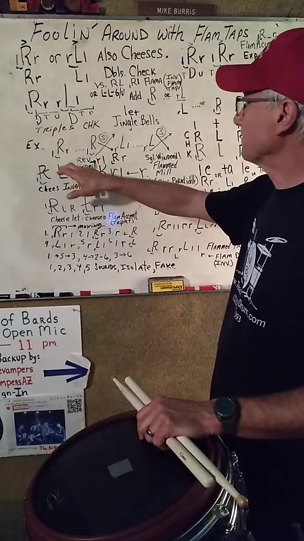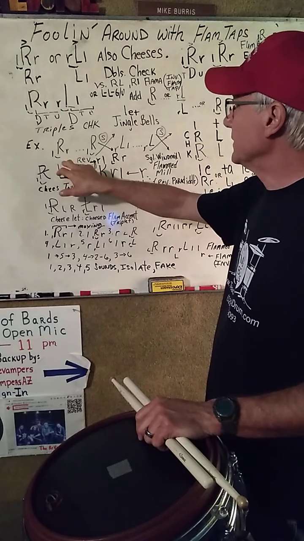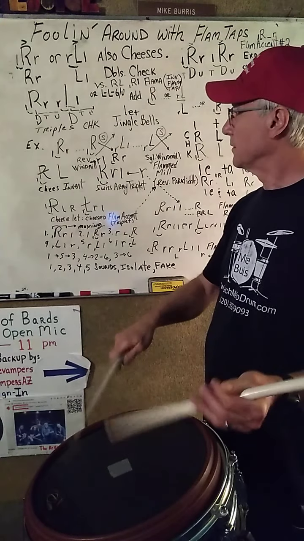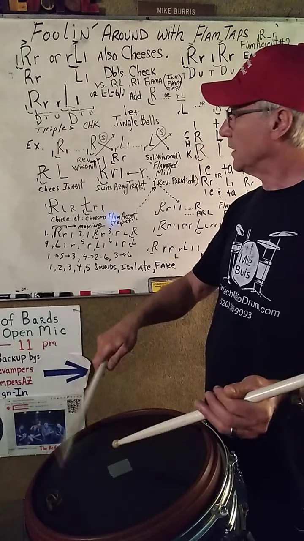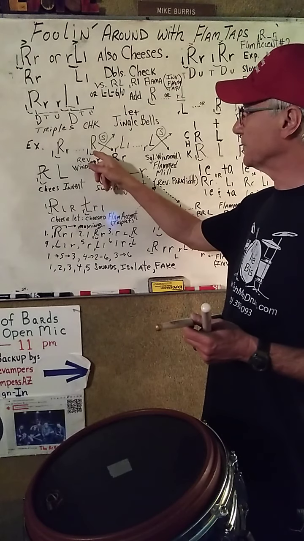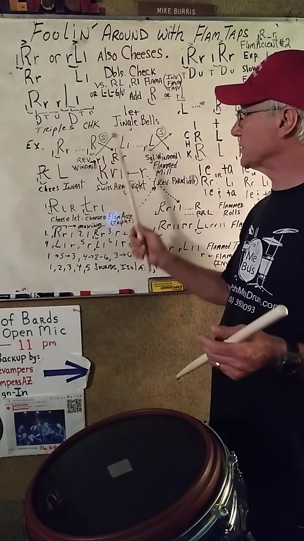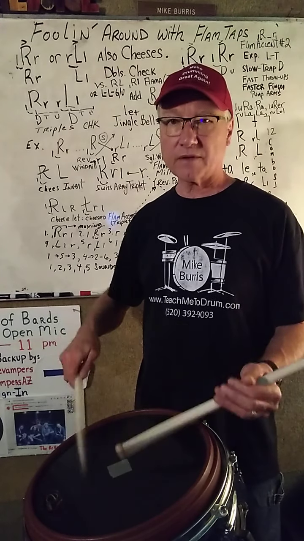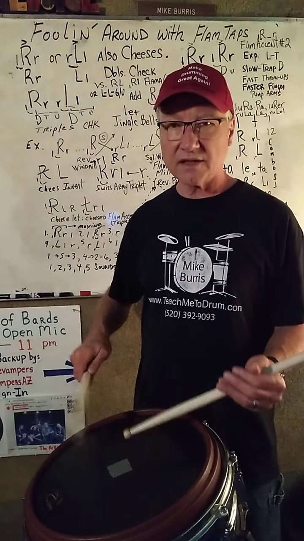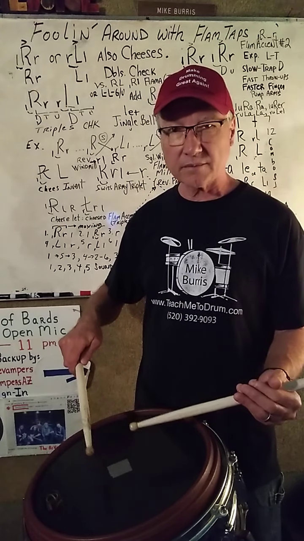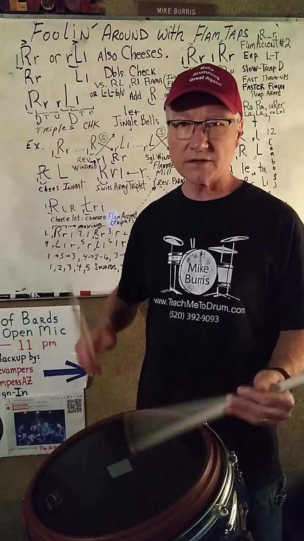What happens is there an exercise here where you play a bunch of flam taps on one side and you finally end with a flam, and then you switch and you go to the other side. Flam tap, flam tap, flam tap, flam tap, switch, and end on a flam, and then switch. Flam tap, flam tap, flam tap, flam, and on that flam, switch.